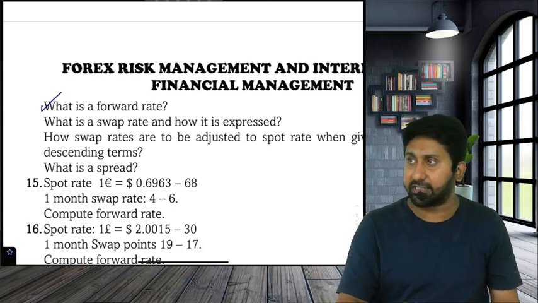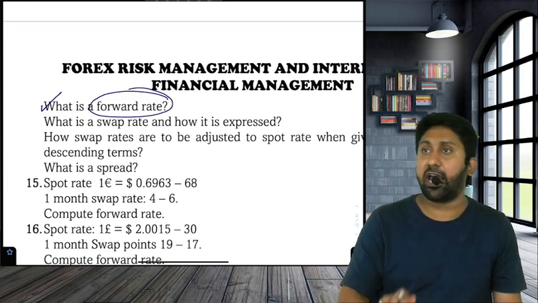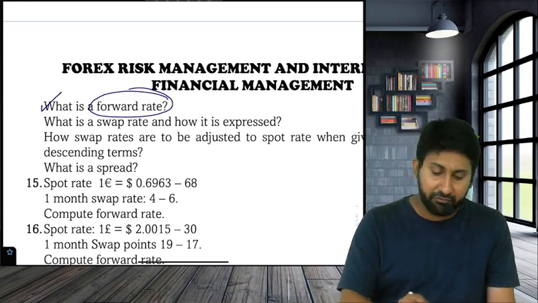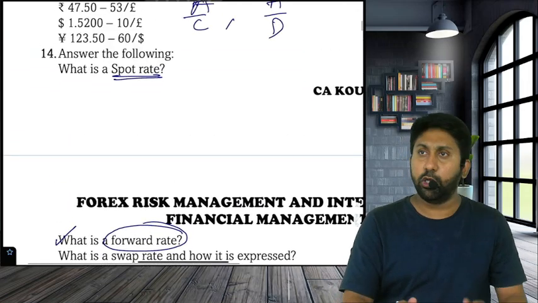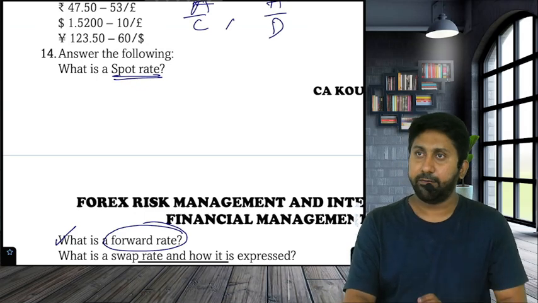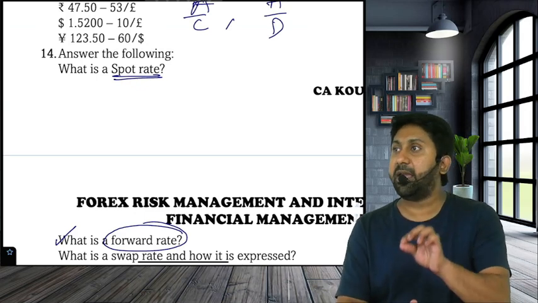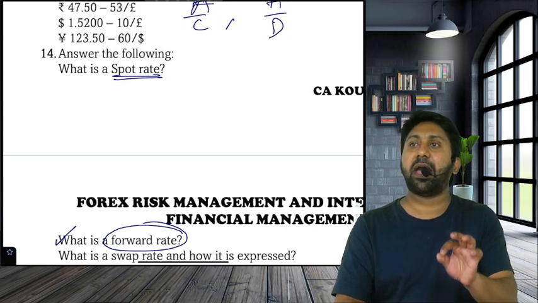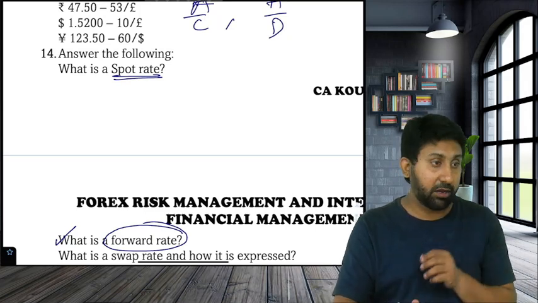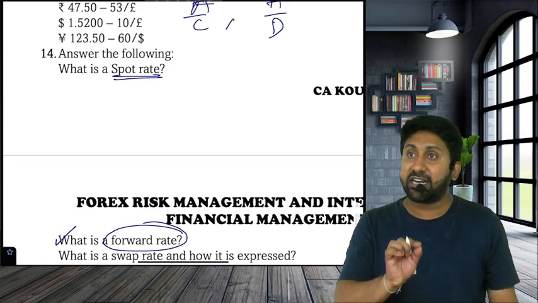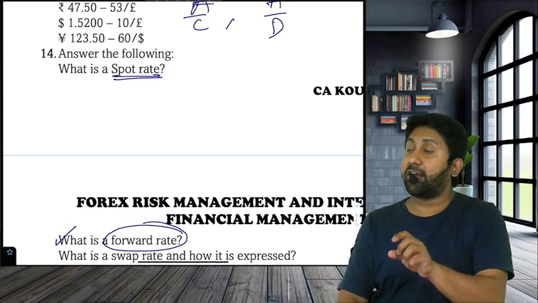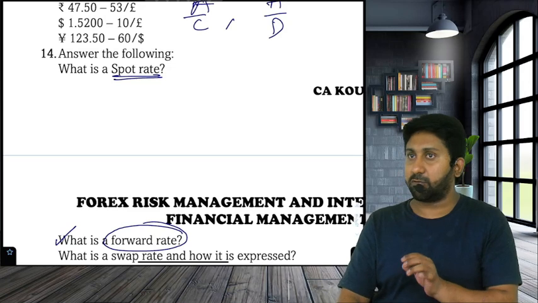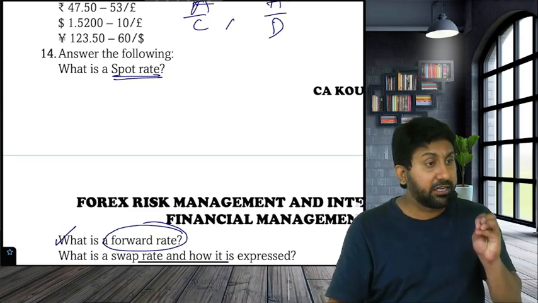Now the question arises, sir, how is this forward rate calculated? Forward rate can be calculated in so many ways. There is a way called PPPT, purchasing power parity theory. There is another model called IRPT, interest rate parity theory. In that model also you can calculate forward rate. We will calculate the fair forward prices. What is fair forward price?